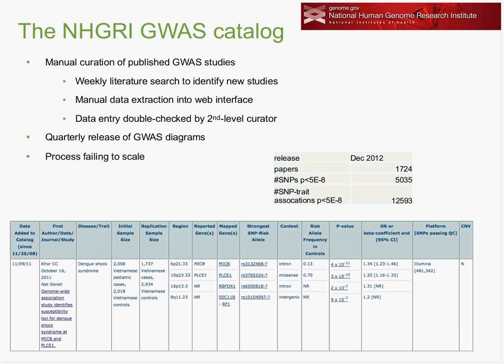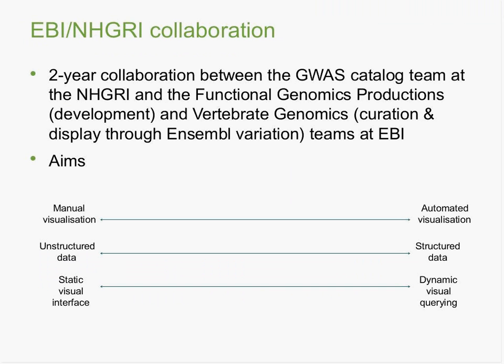So there were many, many papers. The SNP density on the arrays is going up, and more SNPs are being reported, and there are many more studies that come inside the inclusion criteria for the catalog. Okay, so we had a 2-year collaboration between my team at EBI and the vertebrate genomics team at the EBI, where some of the curation for the catalog lives. And really our aim was to start to look at the manual work and to try and start thinking about where the manual visualization versus automated visualization were.